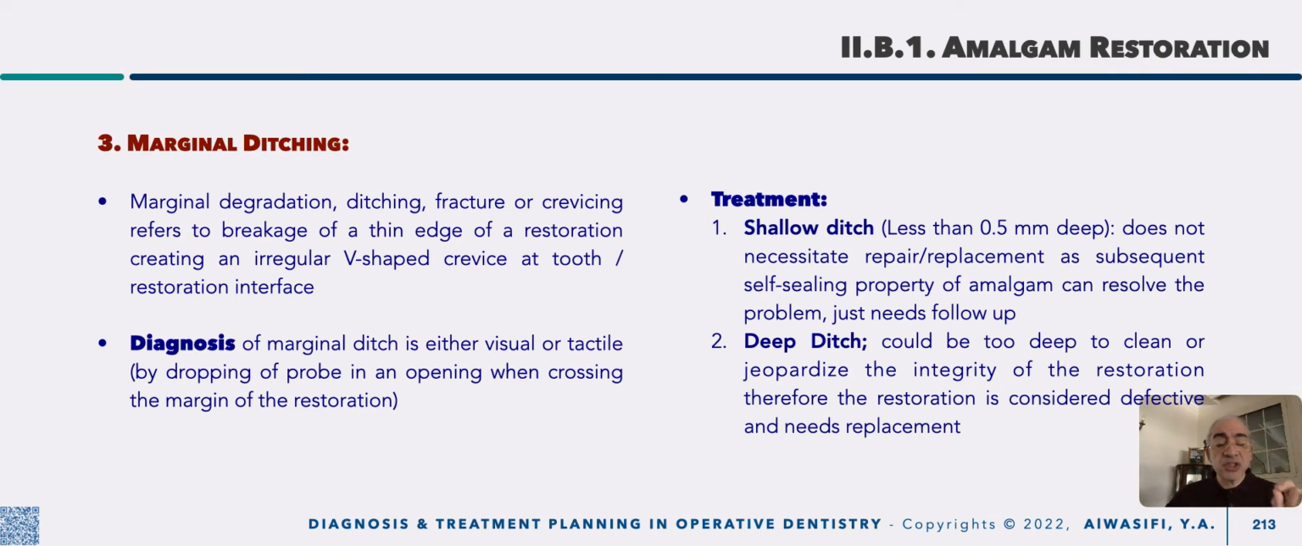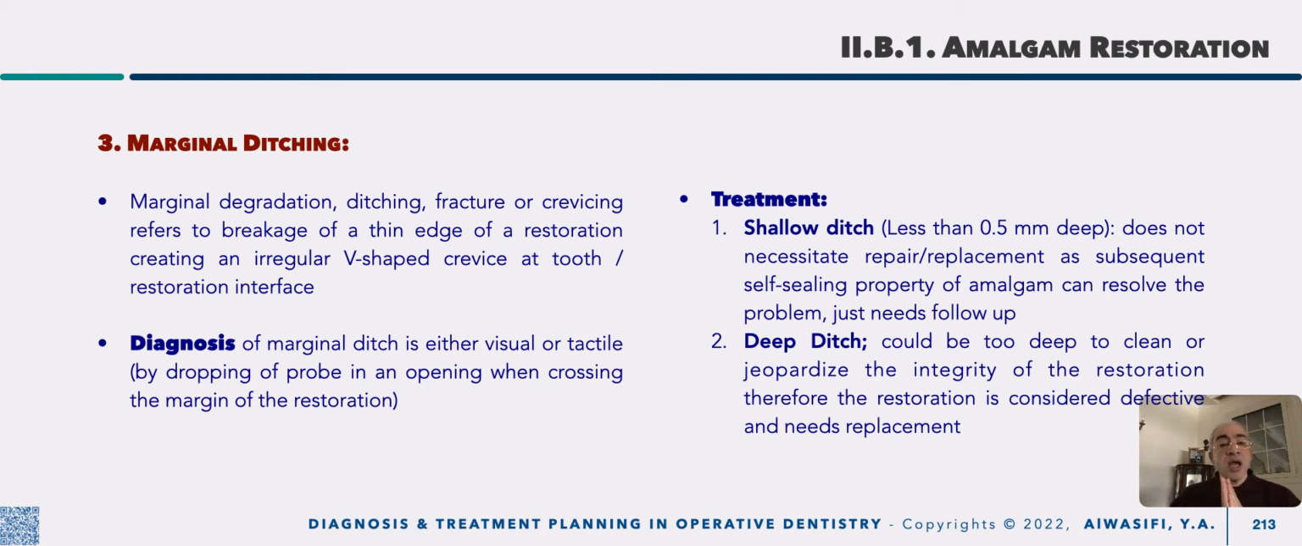Then comes marginal ditching or marginal degradation. Okay, it's a fracture or crevicing at the tooth restoration interface. Okay, it takes the shape of a V-shaped notch or V-shaped crevice. Okay, this crevice is always created due to improper cavosurface margin inclination.